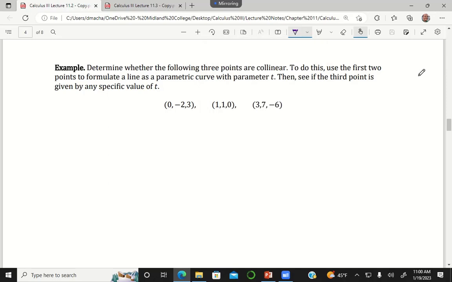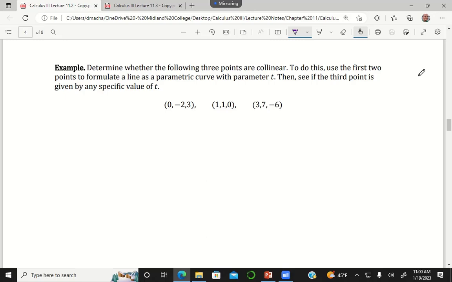Determine whether the following 3 points are collinear. To do this, we're going to use the first 2 points to write the formula for a line as a parametric curve with parameter t. Then we're going to see if the third point is given by that formula and any value of t at all.